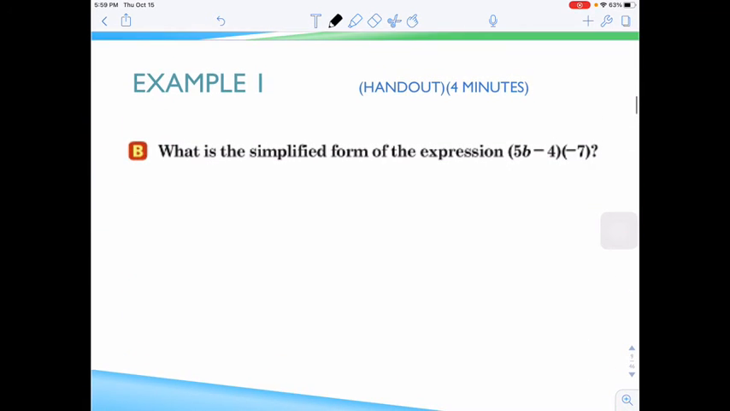There's also part B, which is the same idea. What is the simplified form of the expression (5b minus 4) times negative 7? This time, we're going to distribute the negative 7 on the right. So we'll multiply 5b times negative 7 and negative 4 times negative 7. So 5b times negative 7 is over here, and then we have the minus 4 times negative 7. Negative 7 times 5 gives us negative 35.